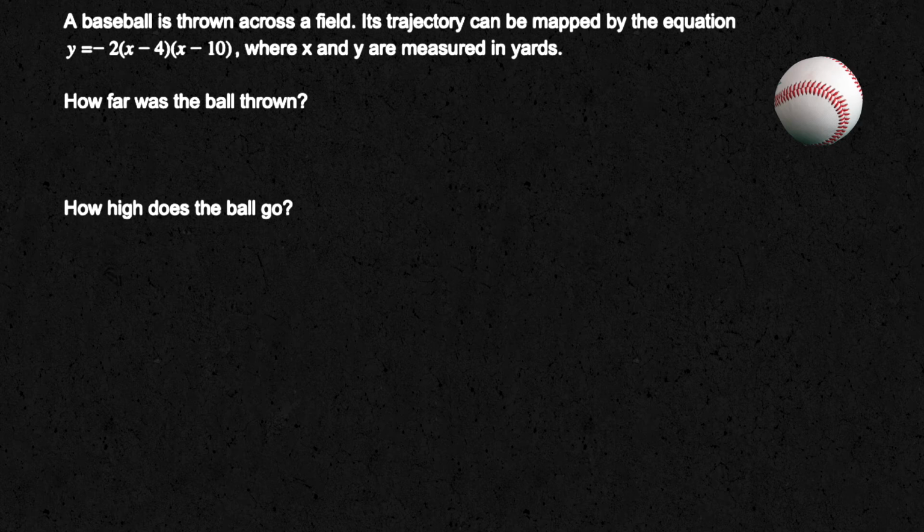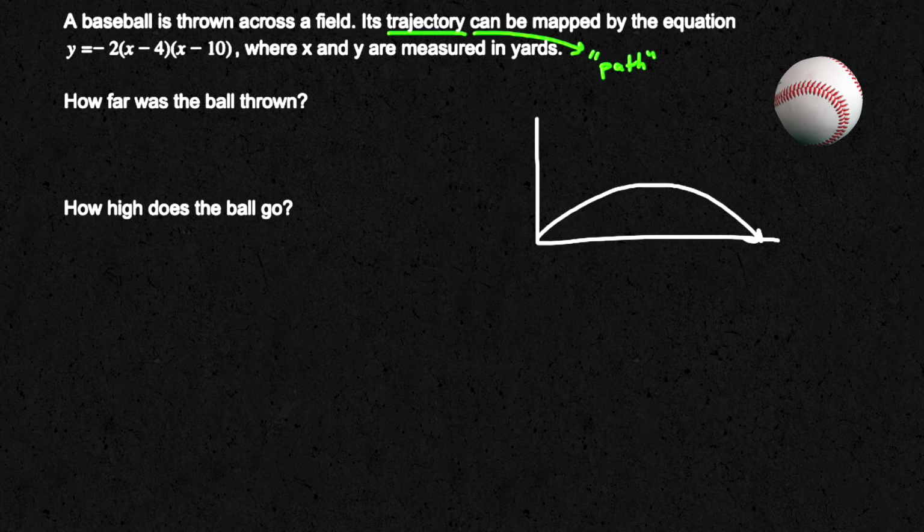Here it says a baseball is thrown across a field. Its trajectory can be mapped by the equation y equals negative 2 times x minus 4 times x minus 10, where x and y are measured in yards. So the word trajectory just means path. So let's think about what the path of throwing a baseball might look like. It'll probably go up in the air a little bit and then come back down. And that's the parabolic shape that we've been talking about.